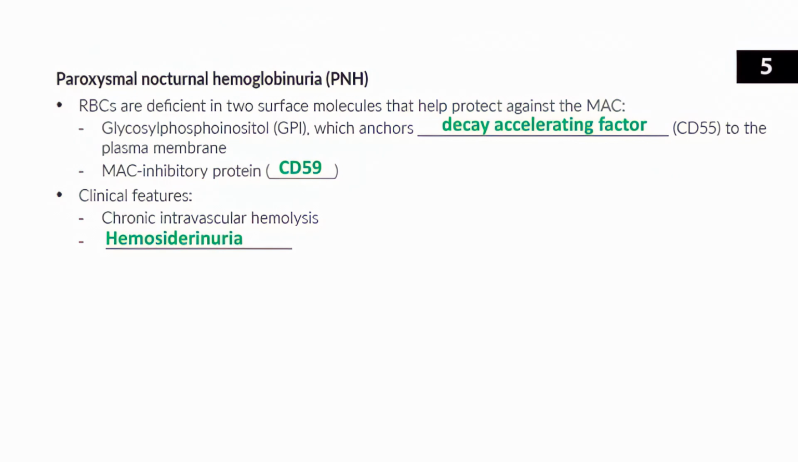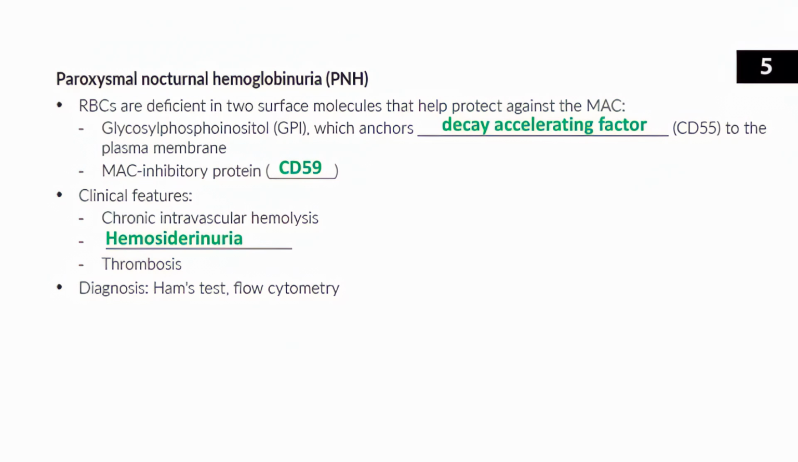Another unique finding in PNH is thrombosis, because platelets also get destroyed and they release their prothrombotic components. Now, how do you diagnose PNH? There are 2 tests to be aware of. Historically, we used a test called Ham's test, which is where you put the patient's red cells in acid. And if they lyse at a very low pH, that's a positive Ham's test, which is diagnostic for PNH.